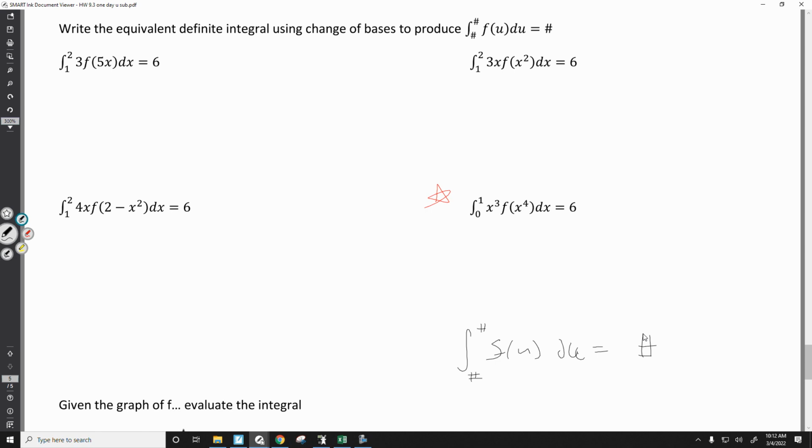You're staying here. With the one that was 0 and 2, did the 0 stay 0 or become something else? If u was 2x, that would stay 0. Yeah, do this problem. This is good practice. This is practice changing your bases, changing your boundaries.